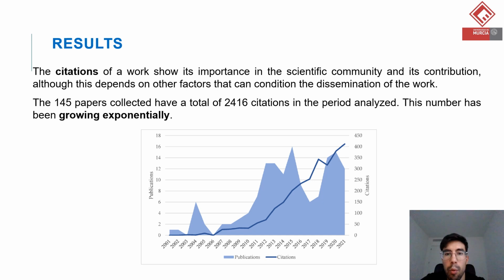The citations of our work show its importance in the scientific community and its contribution, although this depends on other factors that can condition the dissemination of the work, such as the prestige of the author, the topicality of the subject, or the journal in which it's published. The 145 papers collected have a total of 2,416 citations in the period analyzed. This number has been growing exponentially.